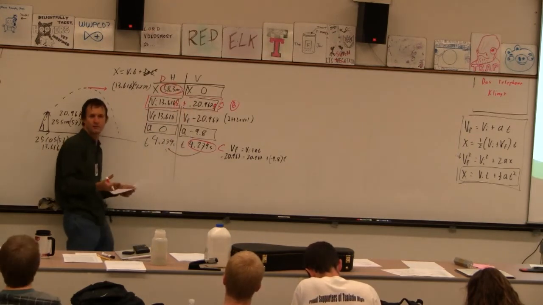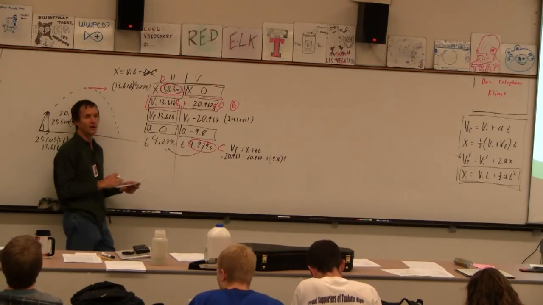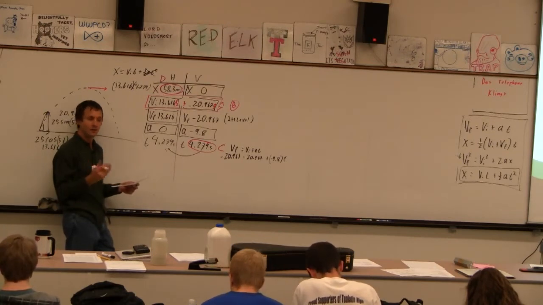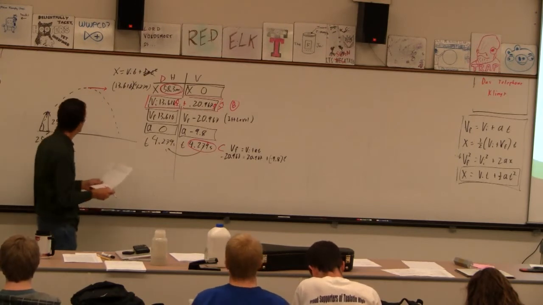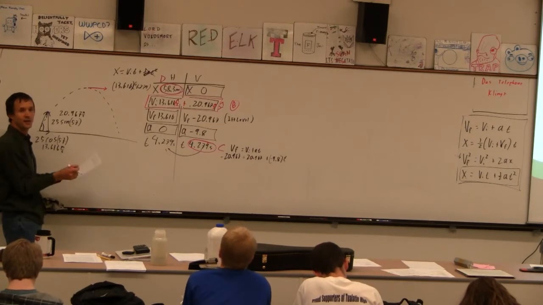Are we good so far? Did everybody get that? And then I'm going to skip E because E requires another calculation that I haven't done yet. Let's skip to F. Okay? F says, what is the speed of the rocket at the highest point?